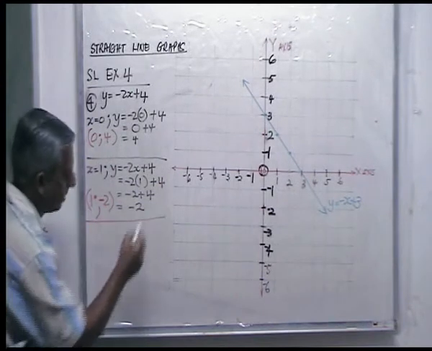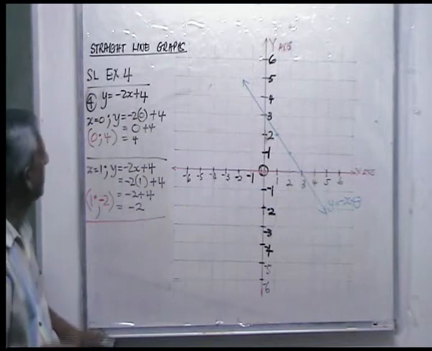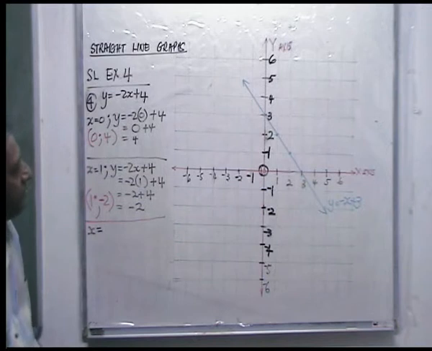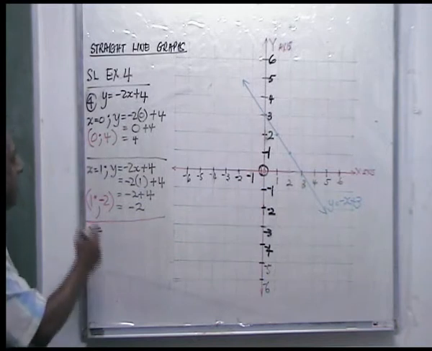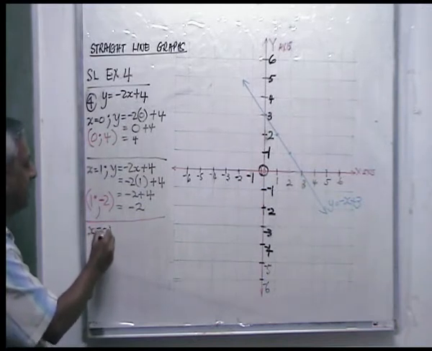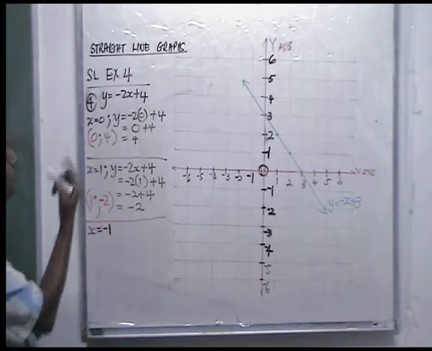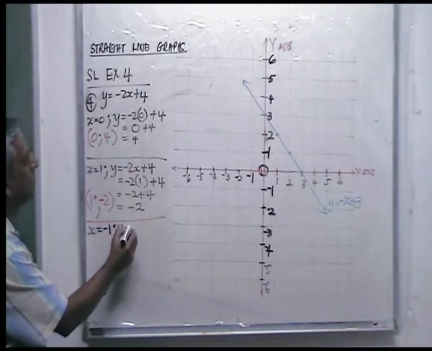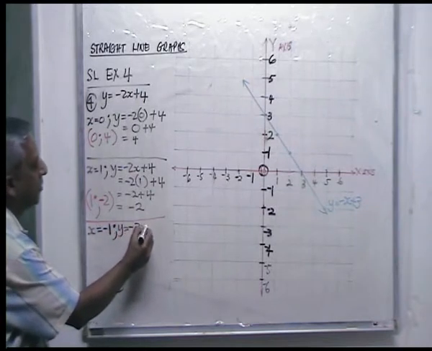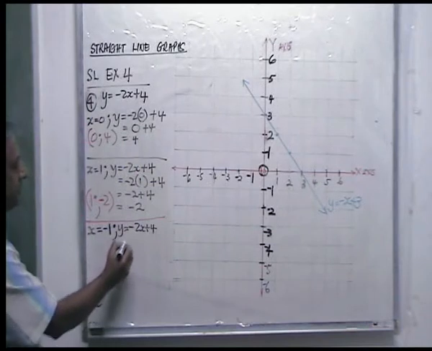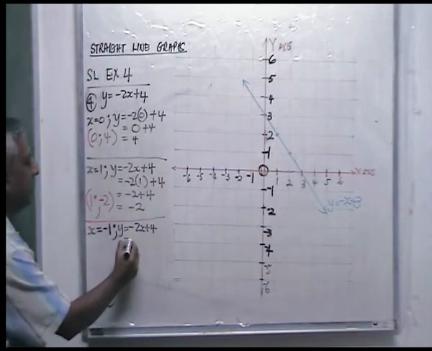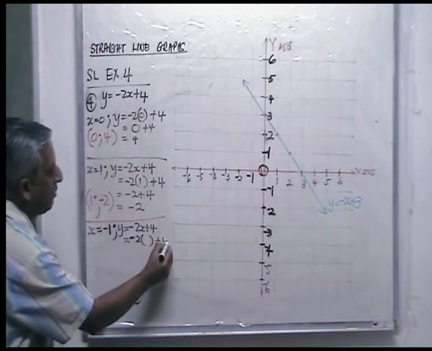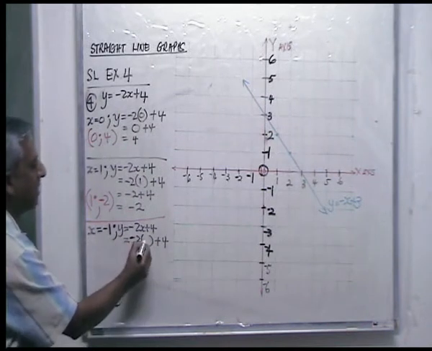Right. Let's do number 3. X is equal to. Alright, let's have some fun. Let's say x is minus 1, because I have a right to choose any number I like. So, y is equal to minus 2x plus 4. That gives you minus 2 into something plus 4. So that's minus 1.